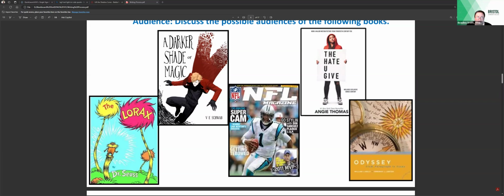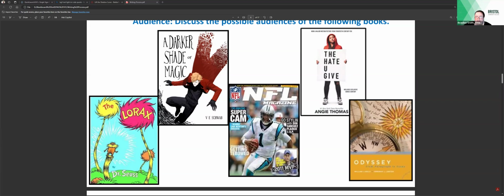A Darker Shade of Magic by V.E. Schwab. This is about, I forget his first name. Basically the main character goes to different versions of London in 4 different dimensions. So everything else is different, but the overall layout of London is kind of the same. Think of 4 different worlds, but there's a different London in each one of them. So this book is primarily geared towards young adults. NFL magazine, football fans. This is aiming for football fans, for athletes.